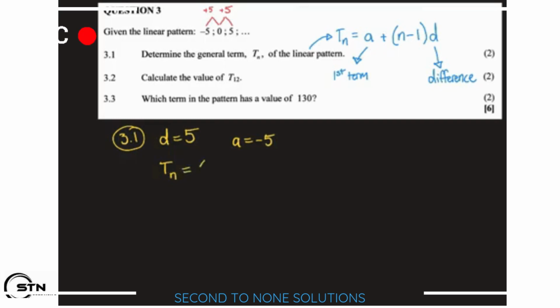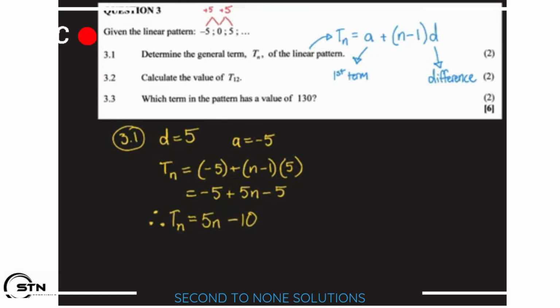Tn is equal to, instead of A, we're going to put -5, plus n minus 1 times d, which is 5, and we're going to multiply out the brackets so that we've got -5 plus 5n minus 5. So just so that you can see where that comes from, it's the distributive property. 5 times n gives us 5n, and 5 times -5 gives us -5. So that means our formula for this is going to be Tn is equal to 5n minus 10.